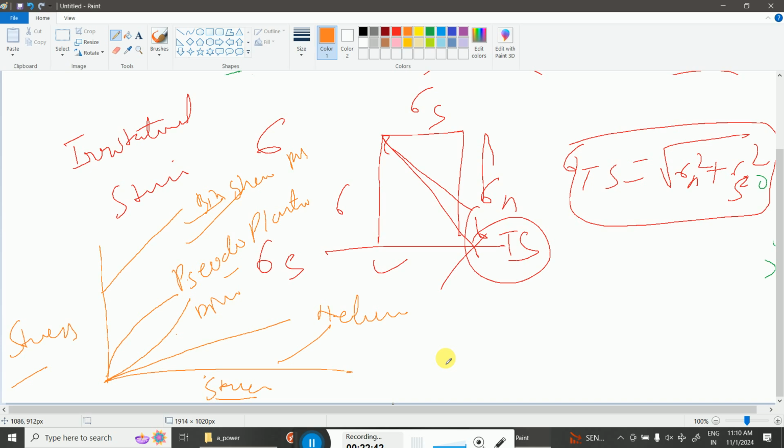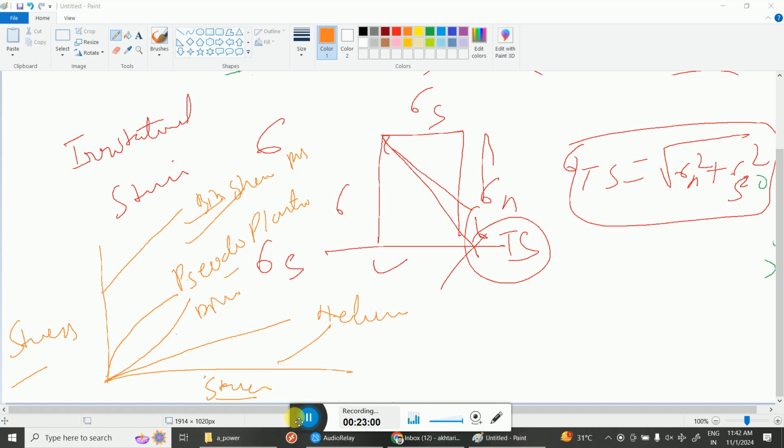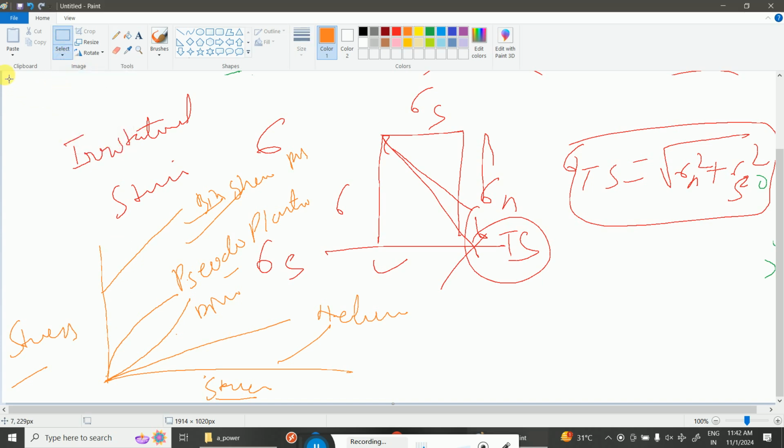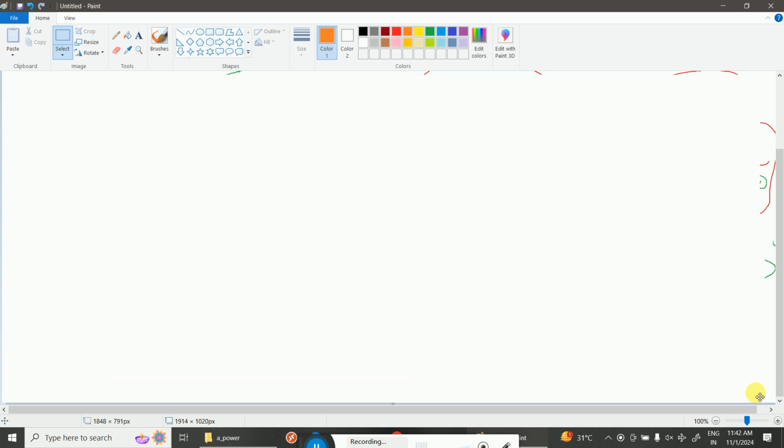Now we will see the fracture criteria, how a fracture will develop, and when that fracture develops, how we can represent it through the Mohr circle. The first thing is the fracture criteria for extension.